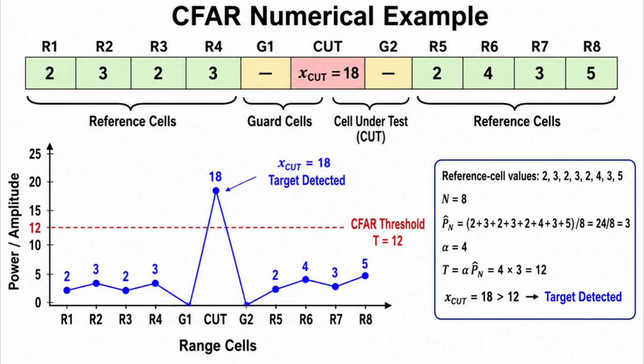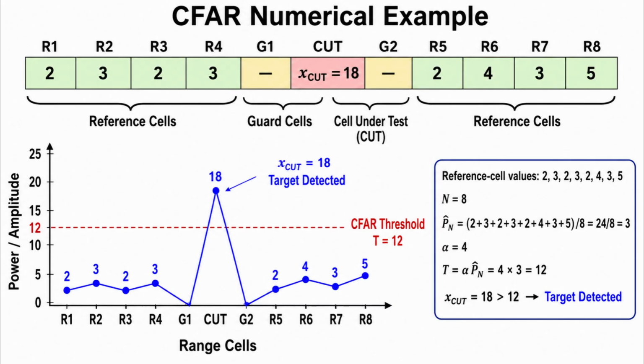Now let us apply the CFAR steps to a simple numerical example. We use 8 reference cells with values 2, 3, 2, 3, 2, 4, 3, and 5. The two guard cells, G1 and G2, are not included in the noise estimate. The average reference cell power is 24 divided by 8, so the estimated noise power is 3. With the scaling factor alpha equal to 4, the CFAR threshold becomes 4 times 3, which is 12. Now consider the cell under test.